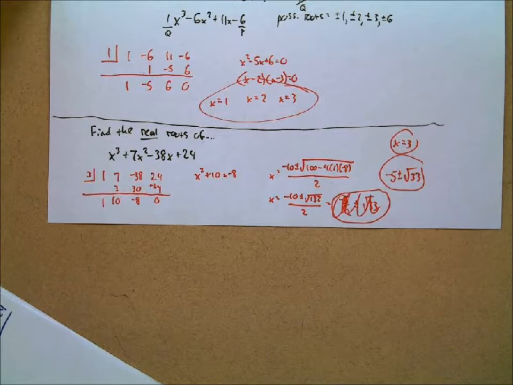But the same principle still applies. Get your list of possible zeros. Figure out one that works, or keep figuring out ones that work until you get down to a quadratic, and then factor the quadratic by hand, or use the quadratic formula if you need to.